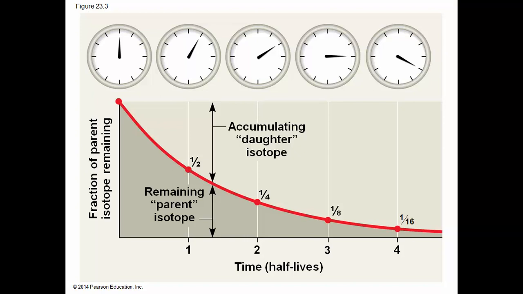So the ratio between the parent isotope and the daughter isotope gives you the time. This could be for carbon-14, or uranium-238, which decays very slowly. Its half-life is 4.5 billion years. So if this is the original amount of uranium, then the half-life here would be 4.5 billion years.